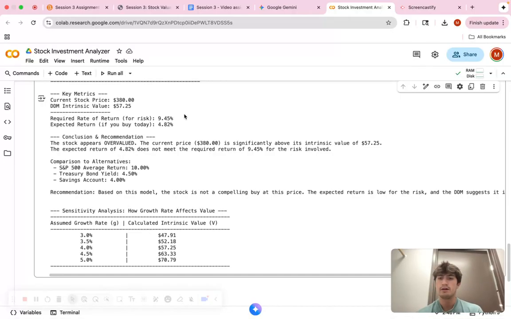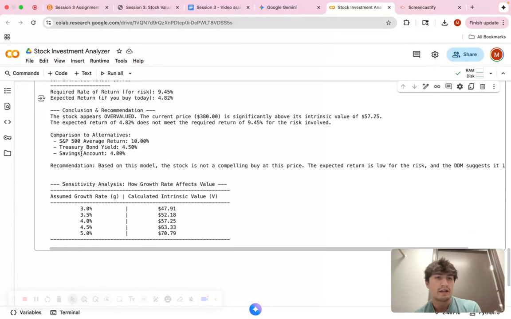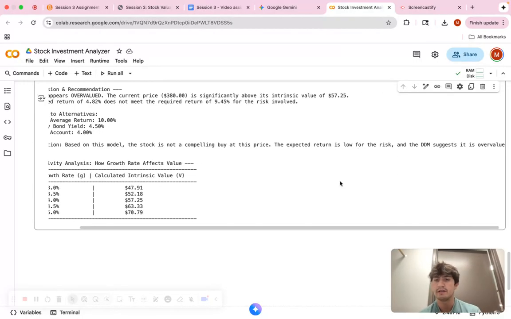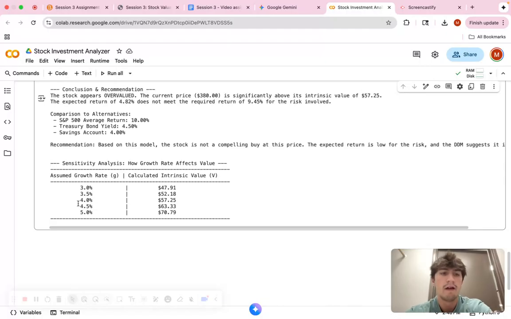So this is also with my validation stage. I'm validating my claims, and it gives me a conclusion as well. And then it compares to the alternatives, and then the recommendation is it's not a good buy because the expected return is low, and the DDM says it's overvalued.